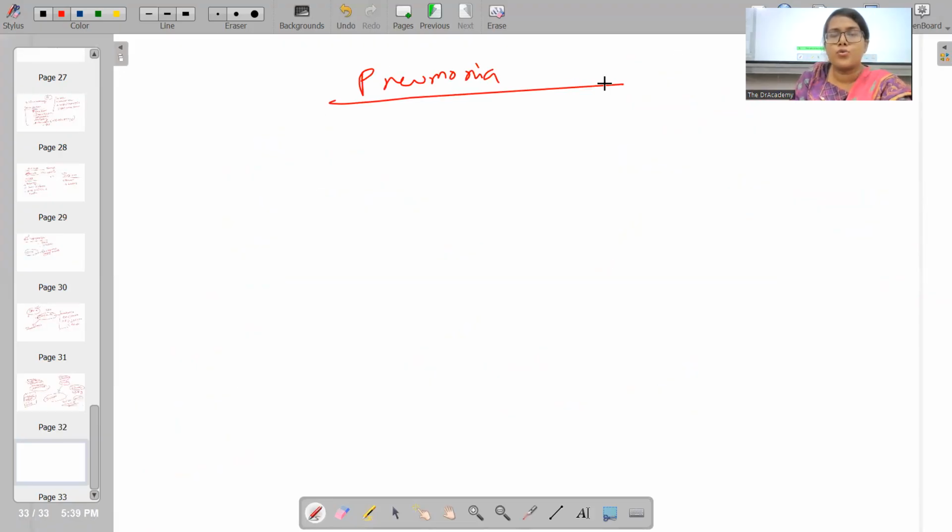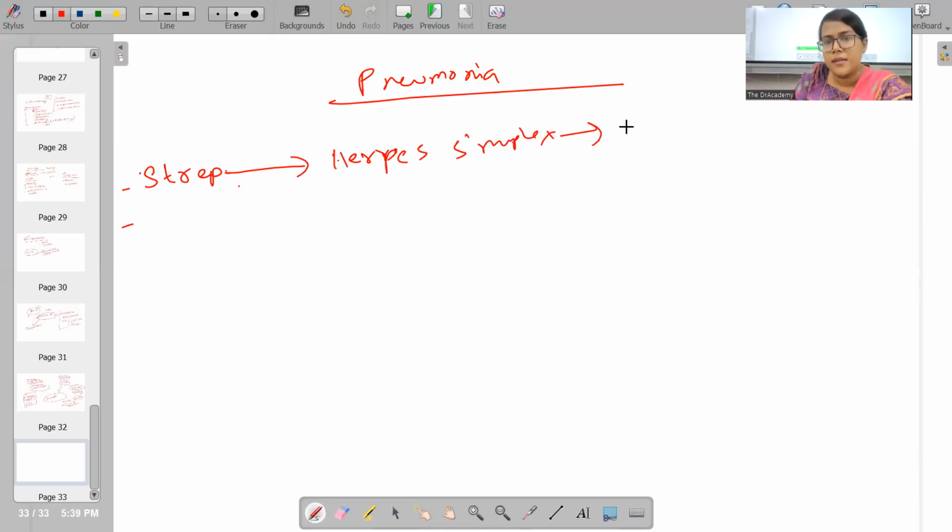All right, next up, we will discuss pneumonia, and this is our last topic, and then towards the end, we will go through the question answer session again. For pneumonia, first of all, the culprit organism. The most common cause of community acquired pneumonia is Streptococcus pneumoniae. Streptococcus pneumoniae can cause reactivation of herpes simplex, so there might be a cold sore like herpes labialis.